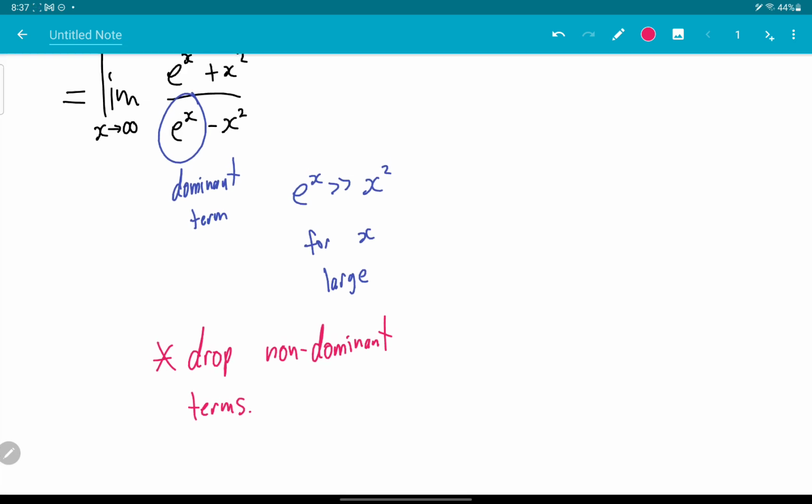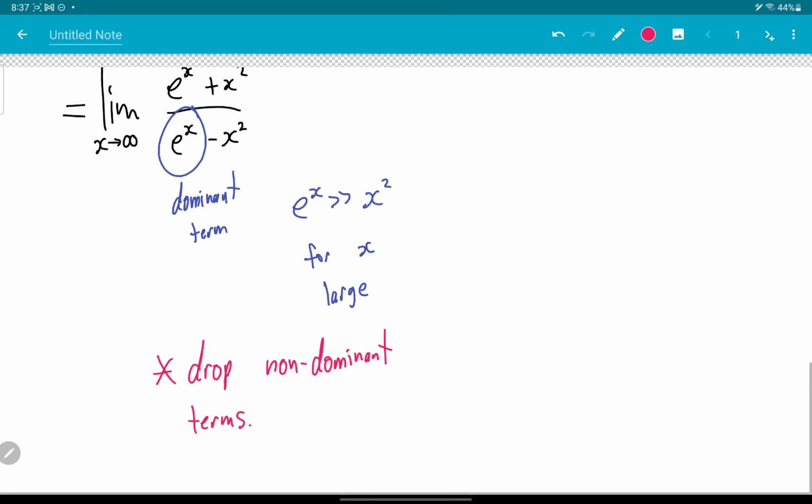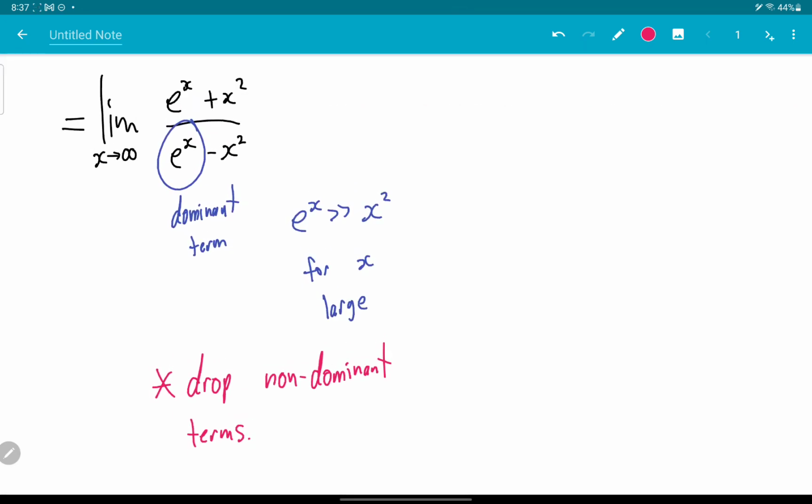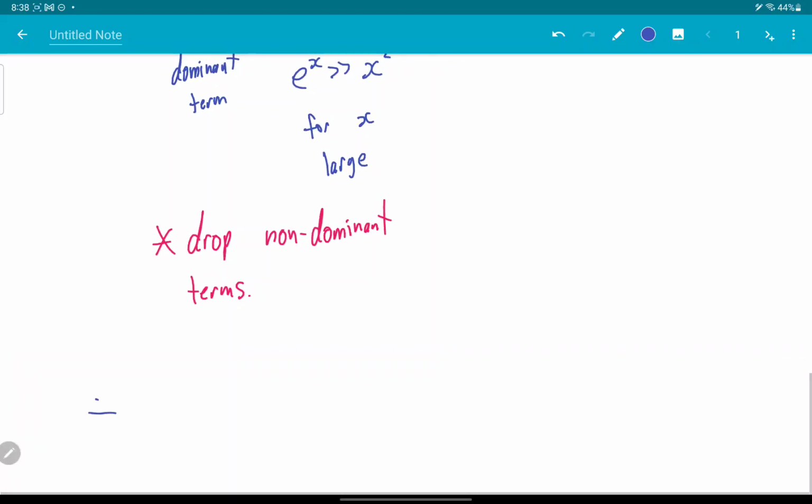You have to be very careful with this trick, okay? You can't always use it, but if your x is going to infinity and you have something simple divided by something simple, then in this case you can do it. And I'll show you why shortly. So what do I get? If I just drop those, I just get e to the x over e to the x, right?